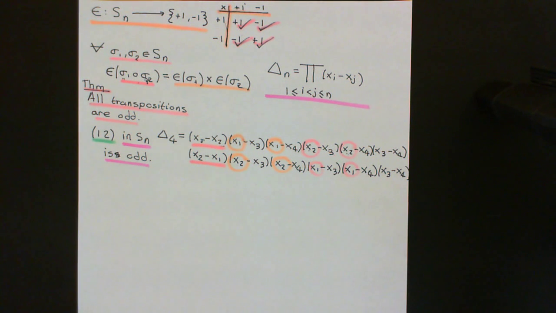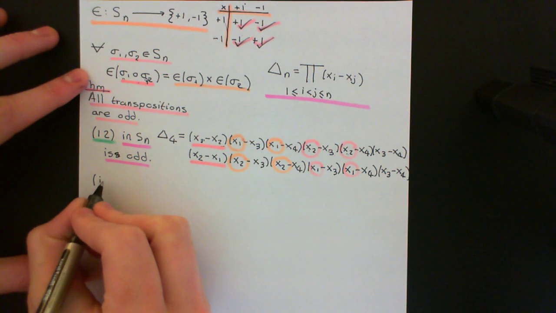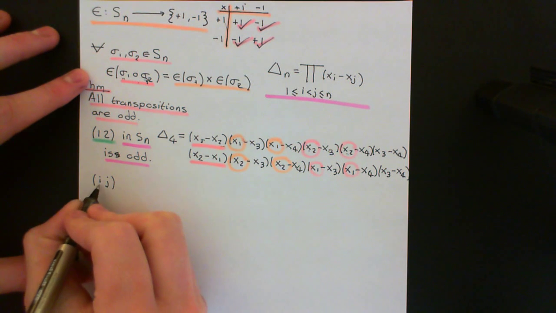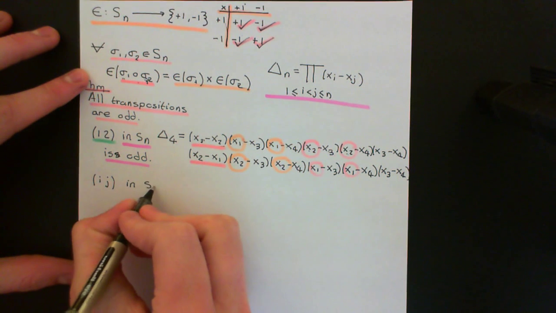I've concluded that one transposition in the symmetric group on the set of n elements is always going to be odd. How can I use this now to prove that all general transpositions in the arbitrary symmetric group on the set of n elements are going to have odd signs, are going to have the sign -1? Well, let me take an arbitrary transposition now, the transposition which flips i and j, where i and j are just natural numbers. And we're now working in Sn.